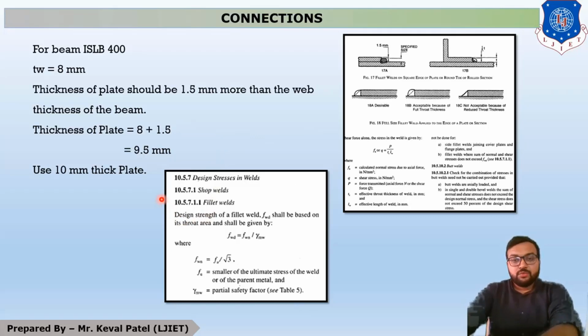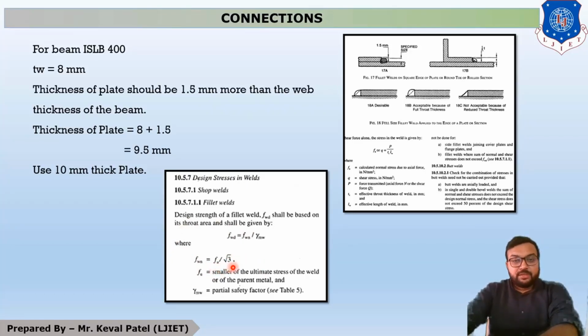So all the students move to page number 79, in which clause number 10.5.7.1.1 is called fillet weld. So you can see that this is our fillet weld. For fillet weld, the design strength equation is Fwd. D means design and Fw means strength of weld. So design strength of weld is Fwn divided by gamma Mw. Now what is the value of Fwn? You can see that the value of Fwn is Fu by root 3.